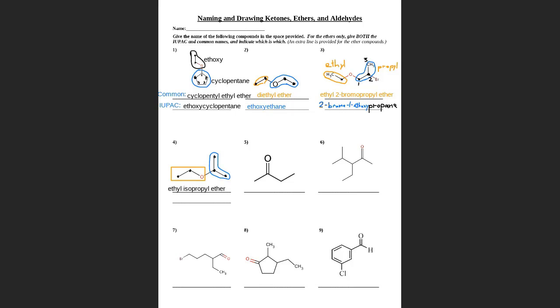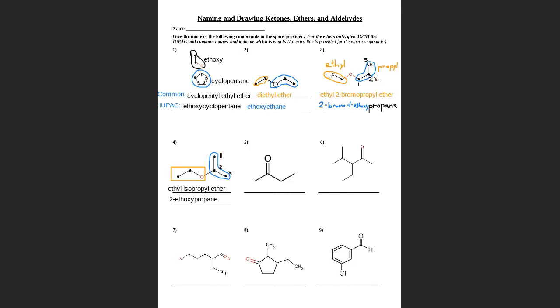Well, I have to number my chain because that oxygen could be attached to any one of those 3 carbons. I'll number my chain, so there's 1, 2, and 3. So this is the O with the 2 carbons attached to it. The ethoxy is on carbon number 2. So the name for this using the IUPAC system would be 2-ethoxypropane.